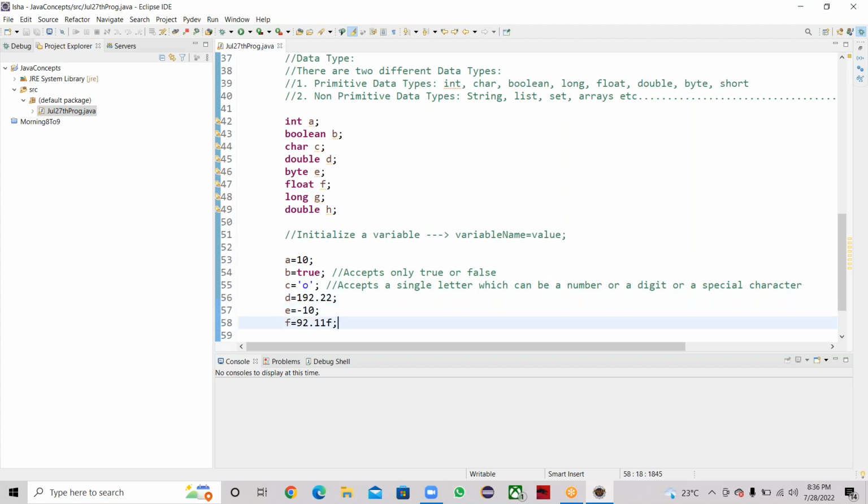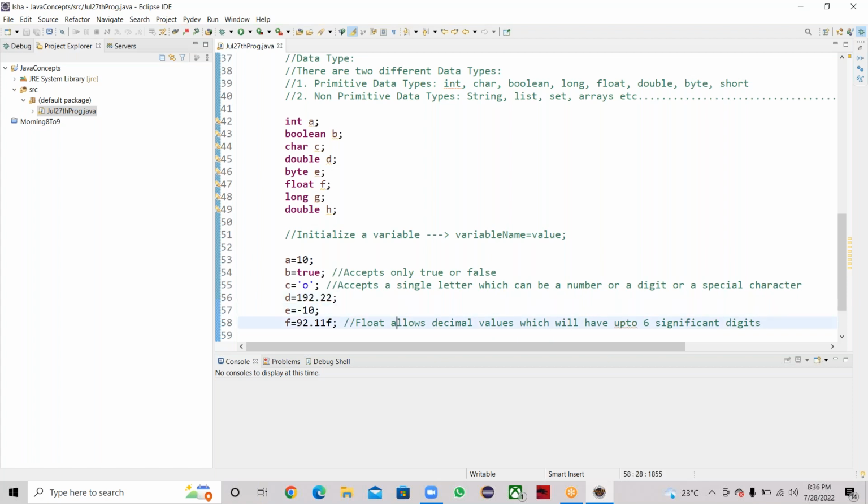What is the main difference between float and double? Float also allows decimal values, double also allows decimal values. So what is the main difference between them? Float allows decimal values which will have up to 6 significant digits. Okay, clear everyone? Clear with this point?